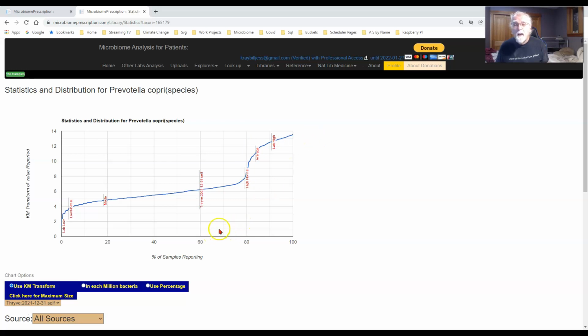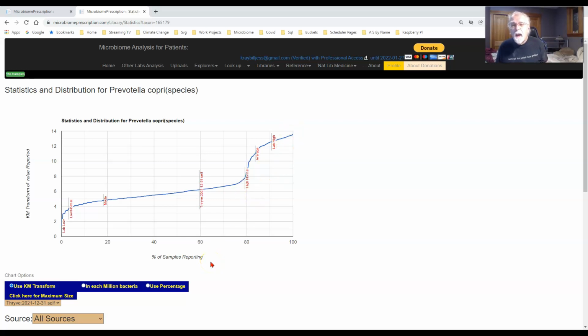And what we have here is where this person sits. So the person sits at the 60th percentile, so they are in the normal range of people. Just anywhere along this flat line is normal, which accounts for some of the variation.